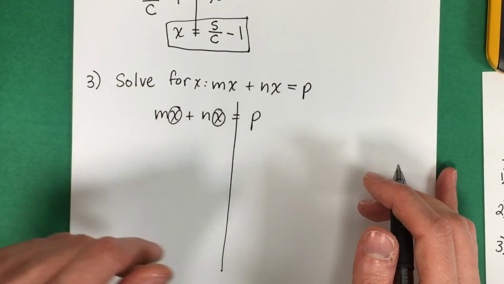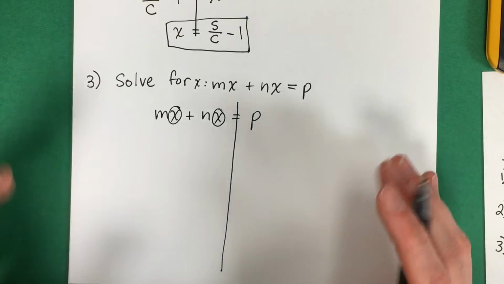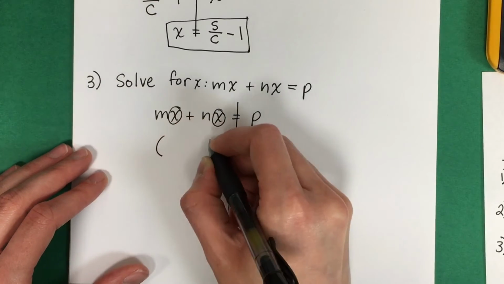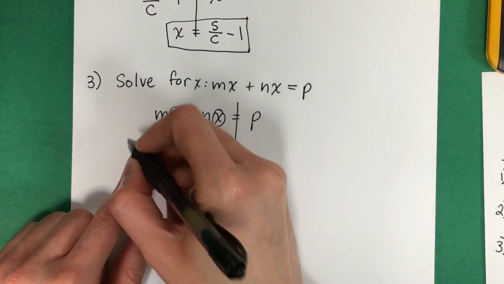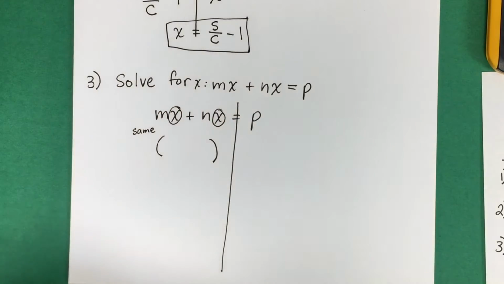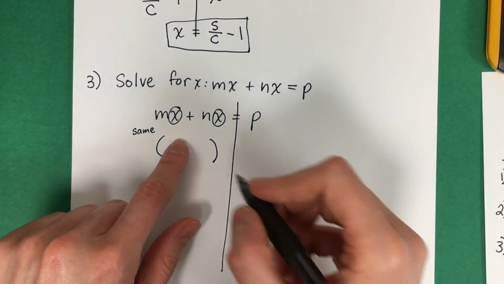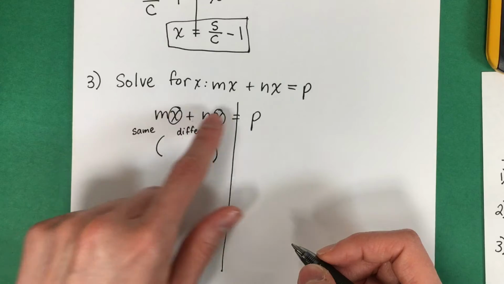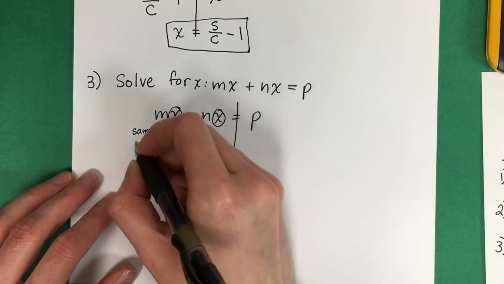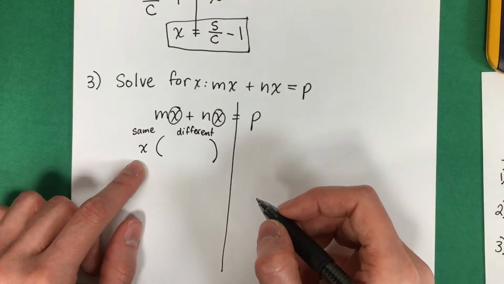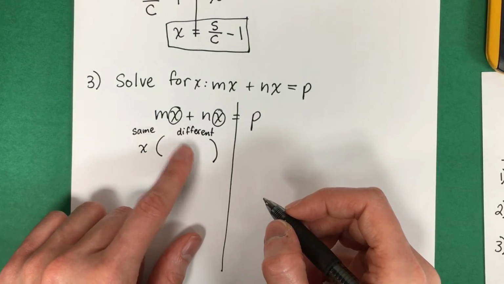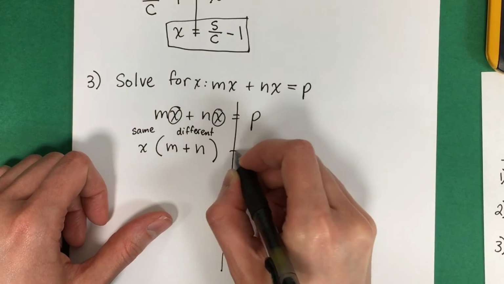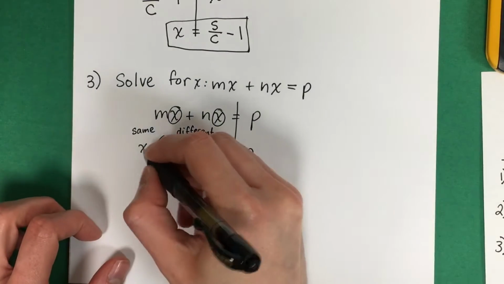Uh-oh, I have 2. So what I'm going to do is something a little different. Okay, so what I'm going to do is I'm going to do parentheses. Everything that you have the same, you will put outside. Everything that you have different is going to be inside. What is the same here? X. I'm going to put X outside because the same is outside. What is different is inside. So I'm going to put M, the sign plus, N. Copy equals P. Okay? Now I can circle X.